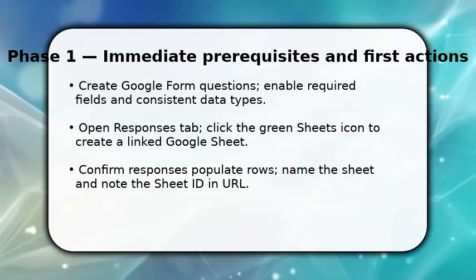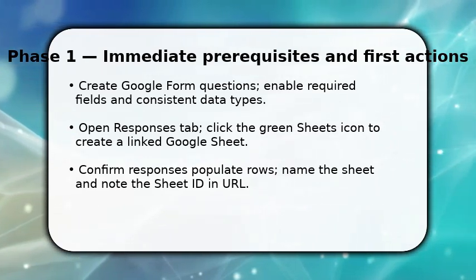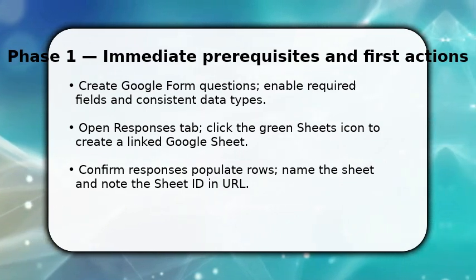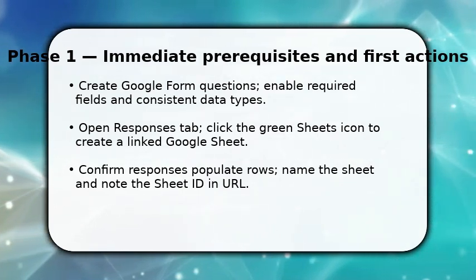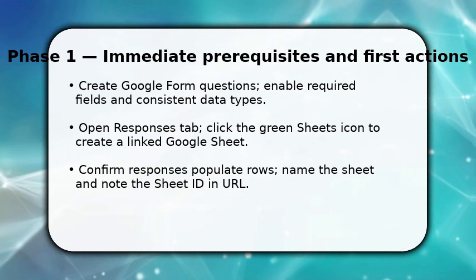You start by creating the Google form with the exact fields you need. Make sure types match Excel expectations. Once done, open the Responses tab and click the green Sheets icon to create or pick a linked Google Sheet. This is mandatory because Forms writes only to Sheets.